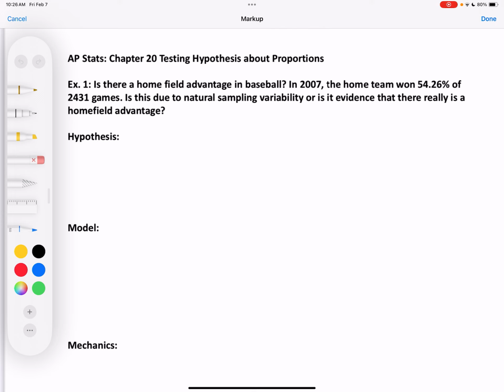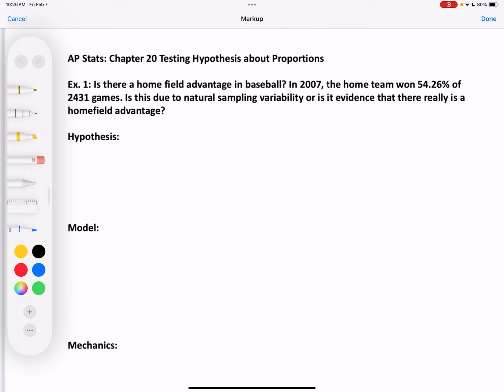So, is there a home field advantage in baseball? In 2007, the home team won 54.26% of 2,431 games. Is this due to natural sampling variability, or is it evidence that there really is home field advantage?